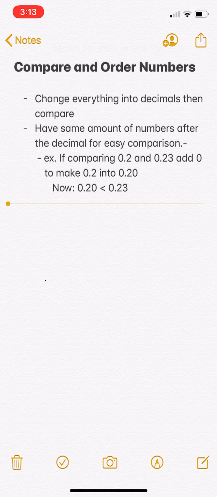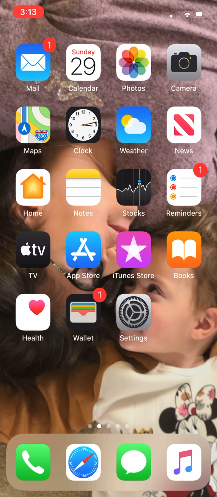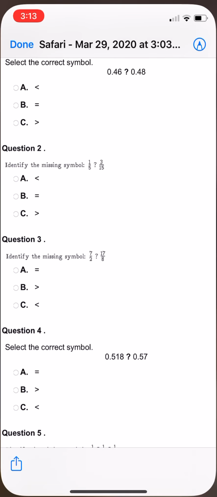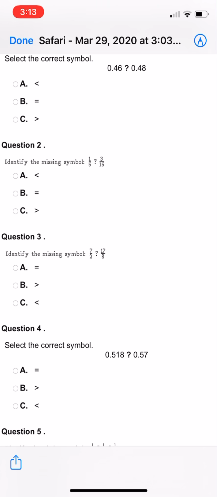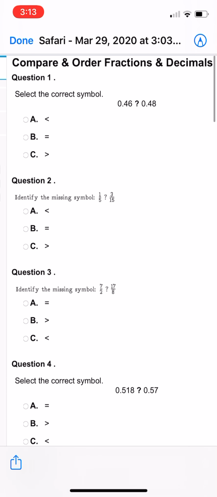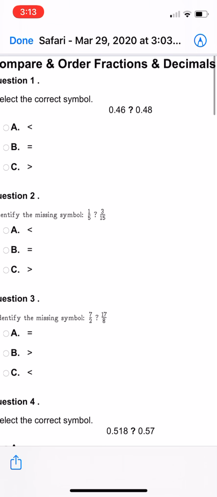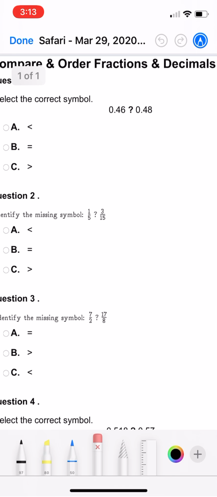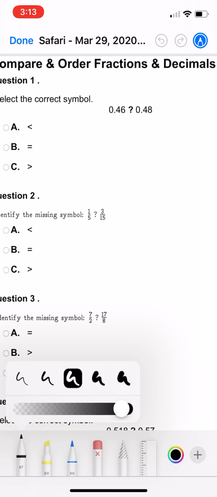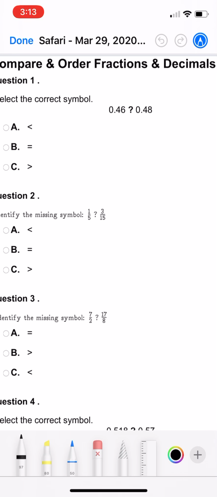All right, so let's go to see what you would be asked to do in the two assignments that I posted for the first 2 days this week. Questions you'll be asked are like this. You're going to be asked to use the correct symbol, so either less than, equal to, or greater than. So when you're doing this, you're looking here. You're looking at 0.46 and 0.48.